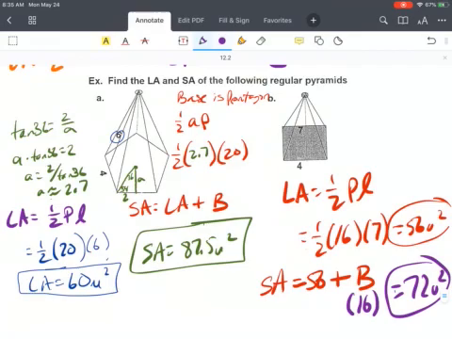And that will conclude our lateral and surface area of regular pyramids.